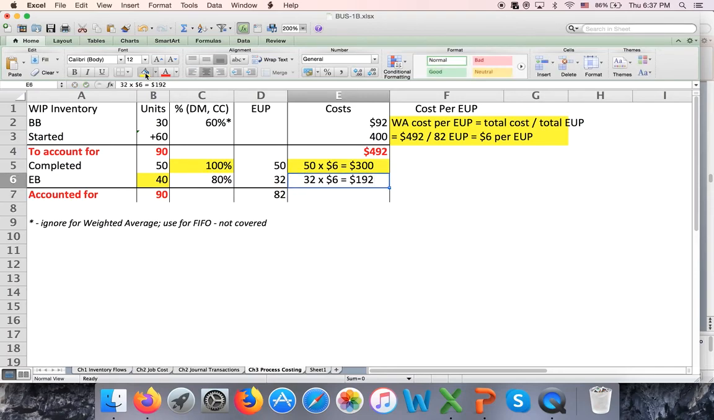And guys, also we reconcile. You can see that 300 plus 192 is equal to 492. So whatever I had to account for is now accounted for. This is the simple way. Now your textbook makes it a little bit more complicated, but this is the idea. I hope it makes sense.